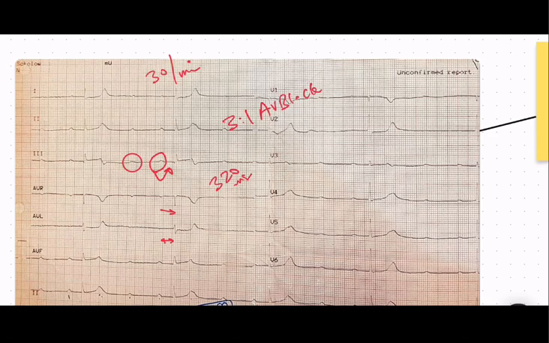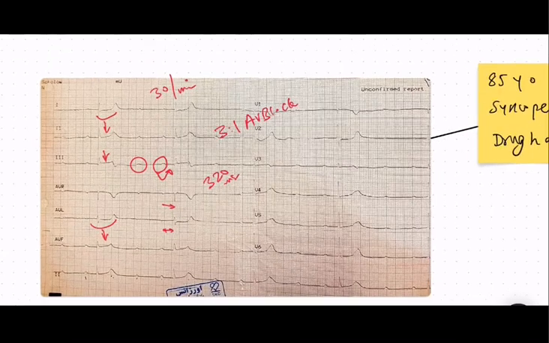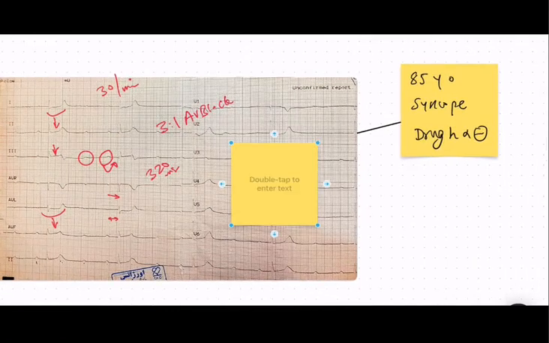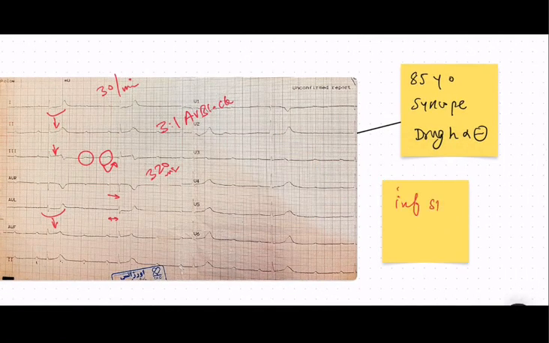As you can see in this case, we have ST elevation inferiorly in 2, especially 3, and aVF, and in 1 and aVL you have reciprocal ST depression. This suggests that the patient is having an acute MI, myocardial infarction, involving the inferior wall of the left ventricle. So the diagnosis of the patient is now inferior ST elevation MI plus 3 to 1 AV block.